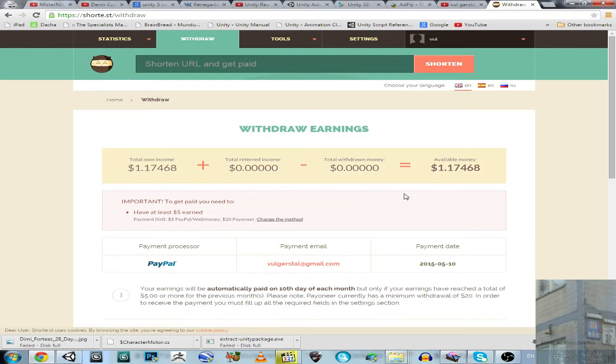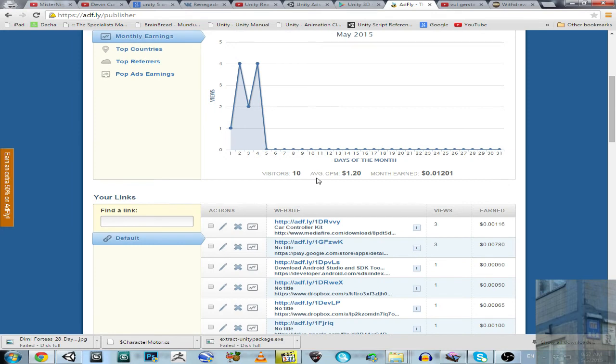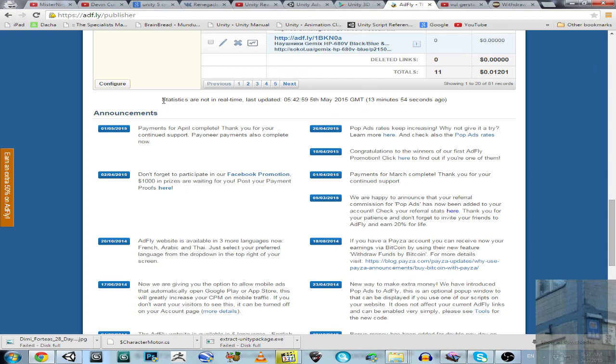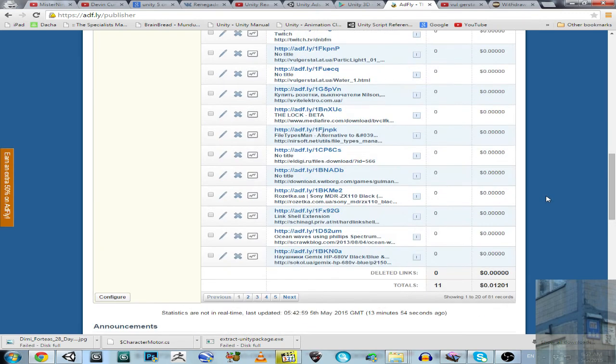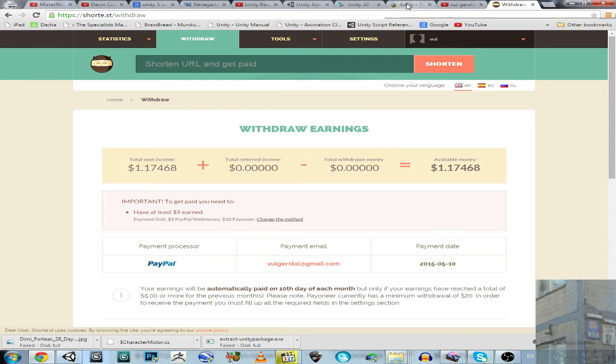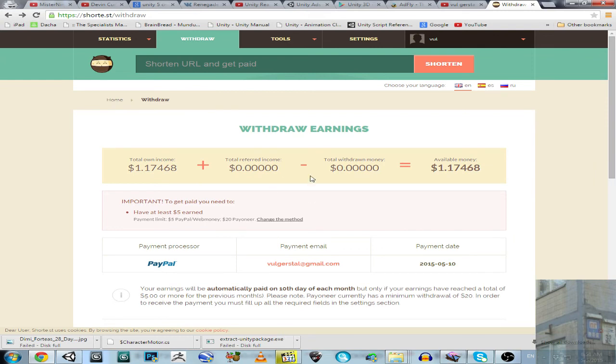So here is the greatest price for links, but here you don't have real-time statistics. Look, statistics are not real-time, last updated some time ago. So good price for links, statistics are not real-time, and there are many systems that can block AdFly. AdFly is also blocked in many countries, in India for example. But this other service is not blocked anywhere, though I must admit it has not a very good interface.